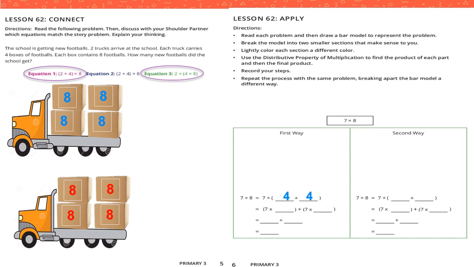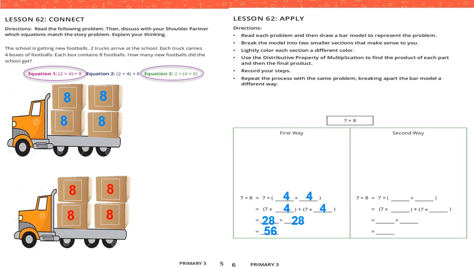Then I will distribute this 7 one time with the first 4 and the second time with the second 4. So it will be 7 times 4 plus 7 times 4. 7 times 4, 28. So 28 plus 28 equals 56. You can add ones plus ones and carry over, and tens plus tens.